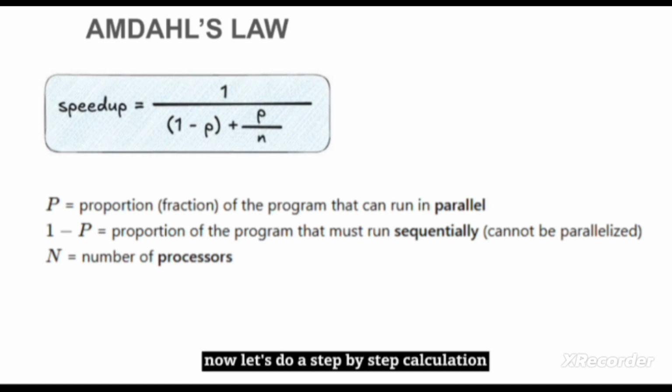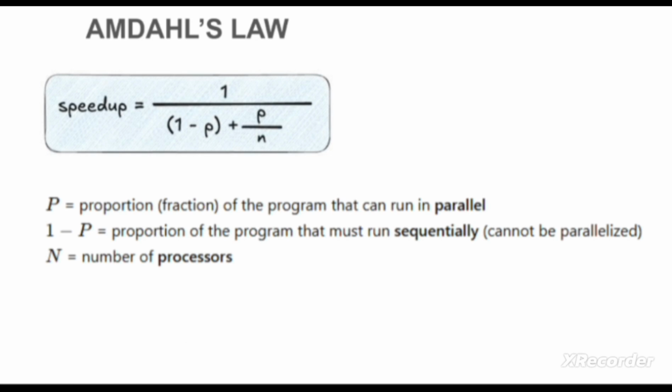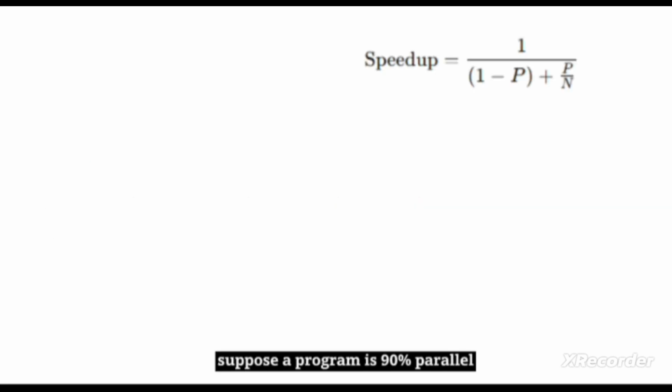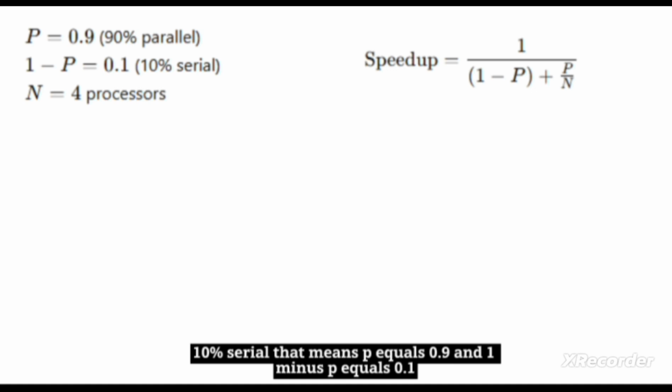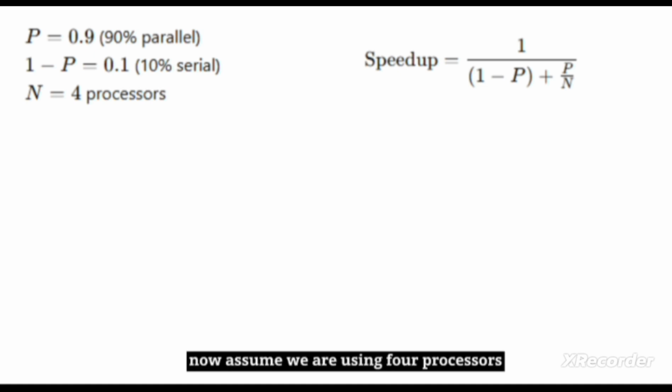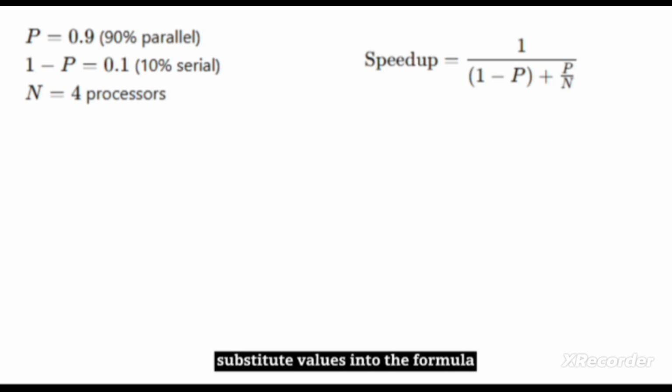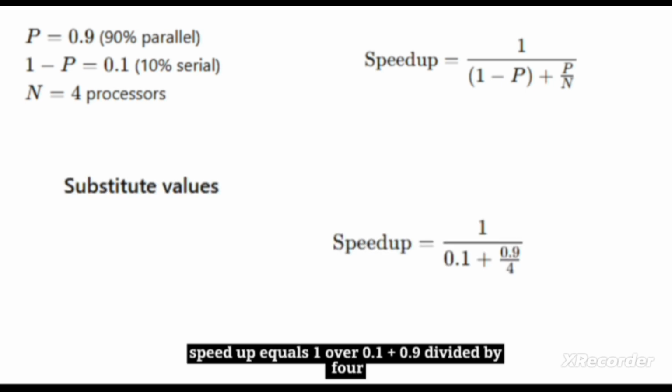Now, let's do a step-by-step calculation. Suppose a program is 90% parallel, 10% serial. That means p equals 0.9 and 1 minus p equals 0.1. Now assume we are using 4 processors. Substitute values into the formula. Speed up equals 1 over (0.1 plus 0.9 divided by 4).